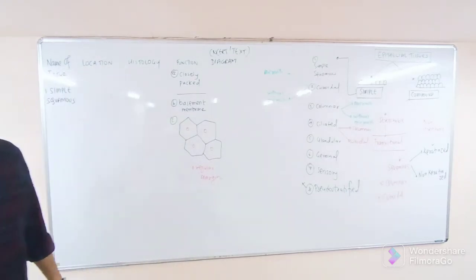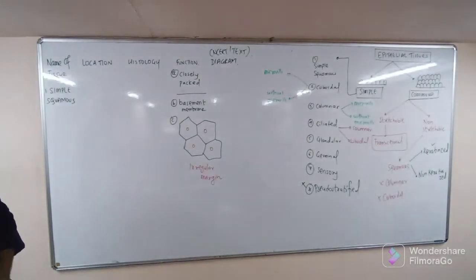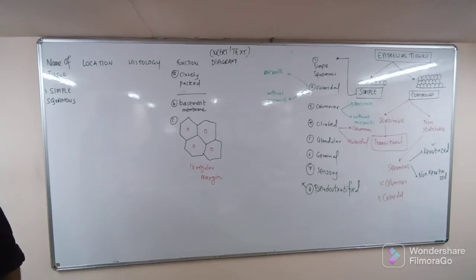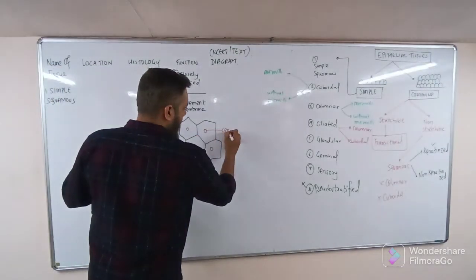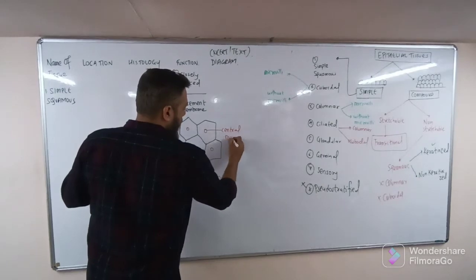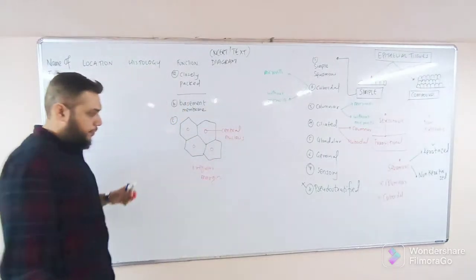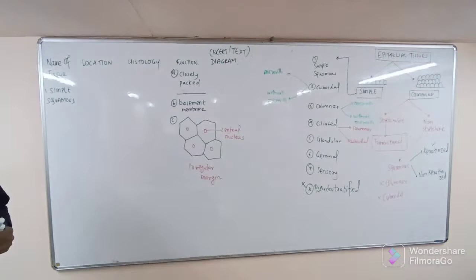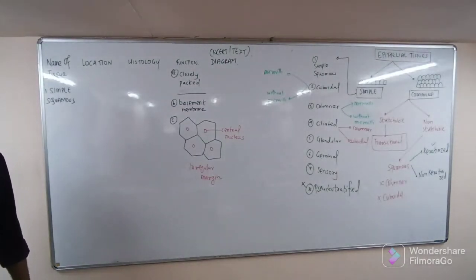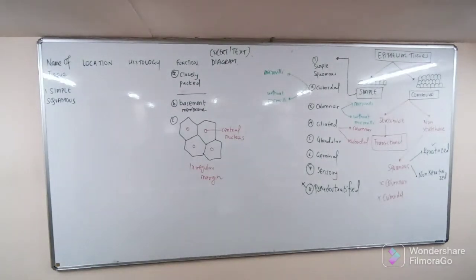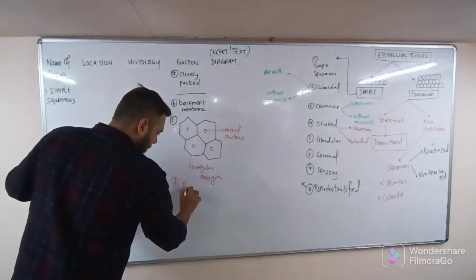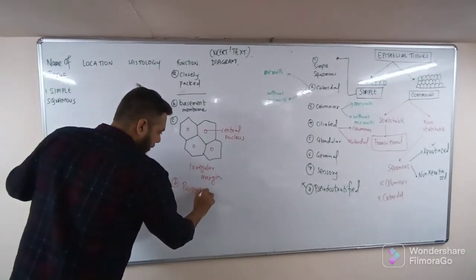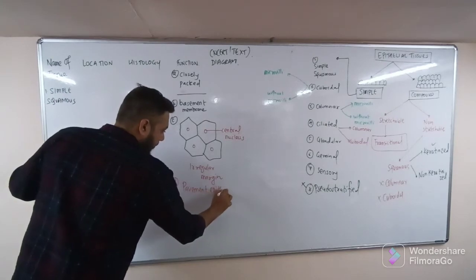And they show the presence of a nucleus. Is it a peripherally placed nucleus or a centrally placed nucleus? Central. It's a central nucleus. So it looks like a pavement. That is why it is also known as a pavement epithelium.